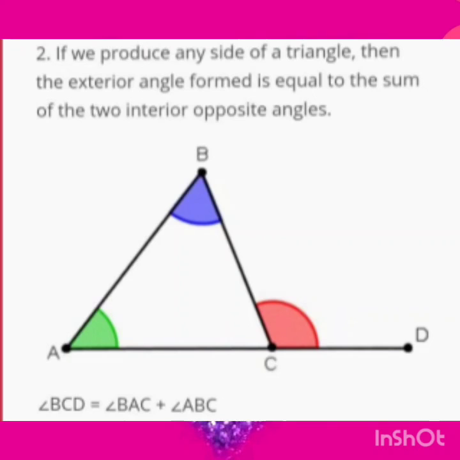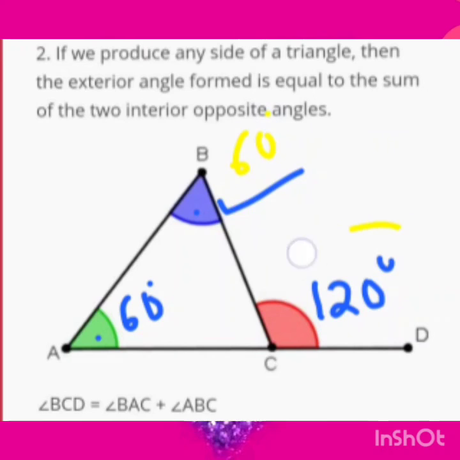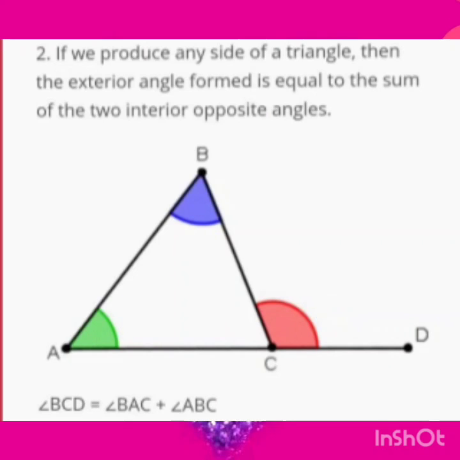Suppose I am telling you this exterior angle is given as 120 degree, and one of the two interior angles is given as 60 degree. Then what will be the measure of the remaining one? Of course it will also be 60 degree. What is the reason? Because 120 minus 60 gives the result 60 degree. Always remember, dear student, the sum of two interior angles must be equal to the exterior angle. This is a well known property of a triangle which is quite useful to solve many questions.